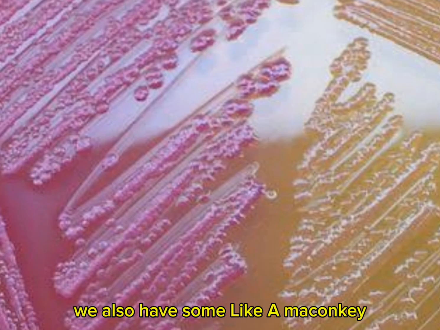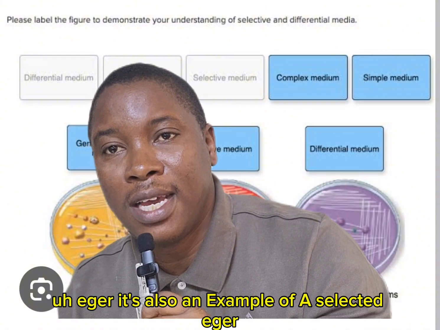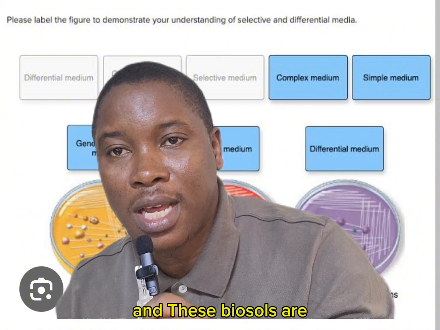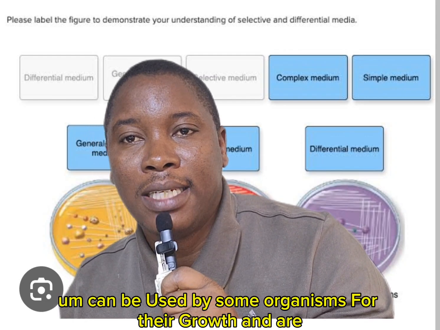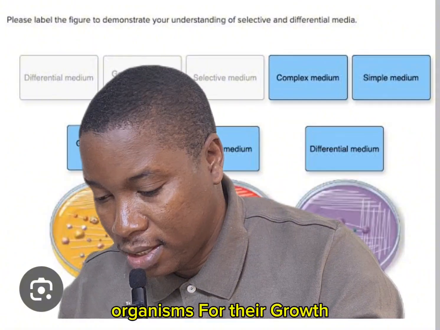We also have some like our MacConkey agar. It's also an example of a selective agar, and within it is the presence of bile salts. These bile salts can be used by some organisms for their growth and are harmful or cannot be used by other organisms for their growth.